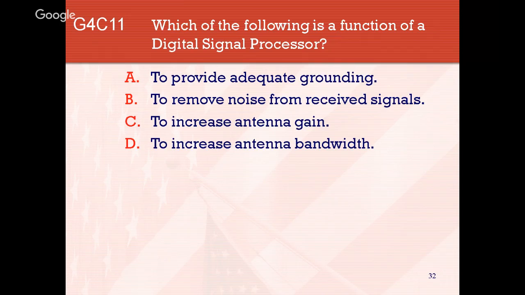Which of the following is a function of a DSP? Oh, grounding is stupid. It doesn't increase your antenna gain or your antenna bandwidth. So the simple answer here that makes sense is to remove noise from the received signals.